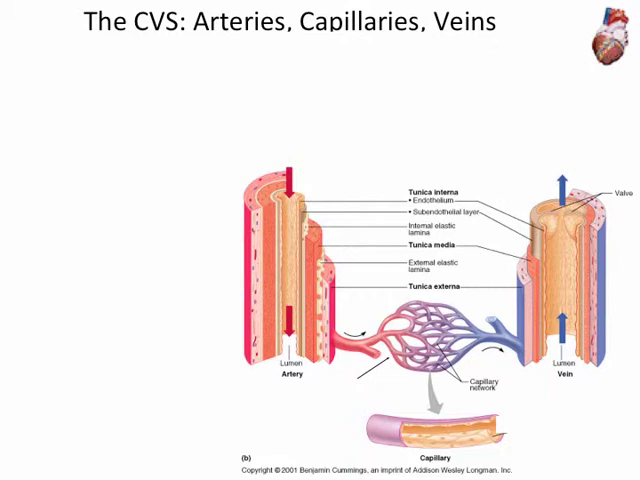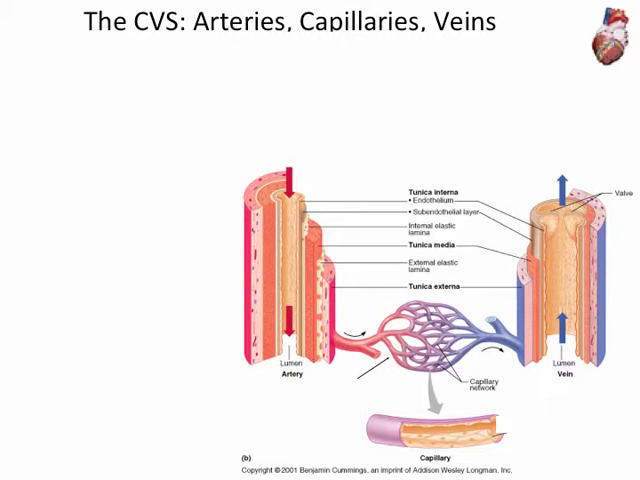Before we actually do the heart, let's look at the arteries and capillaries and veins. So, major arteries will leave the heart and take blood to other body parts, and veins will bring blood back to the heart. So, let's look at the structure of the arteries and the veins.